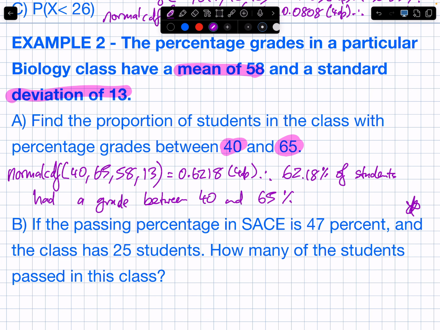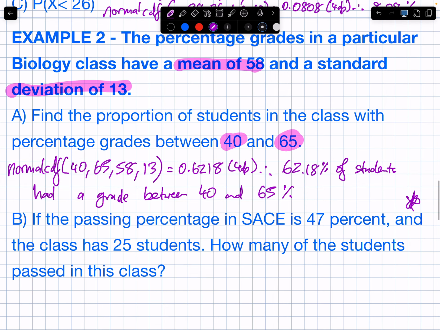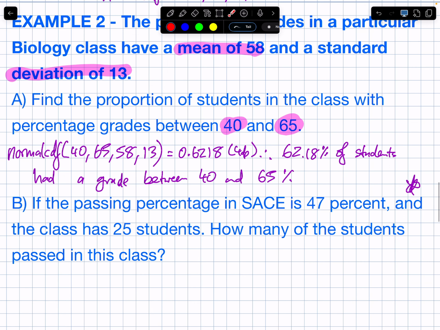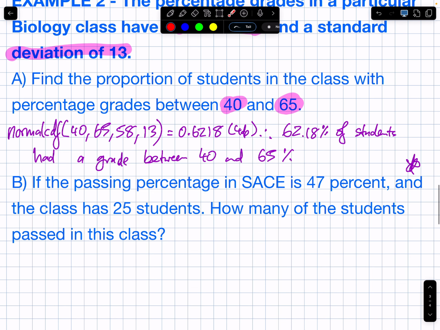All right. Can we look at example 2 again? They always ask a question like this. Different context though in the exam. So remember, we're looking at that bio class, the percentage grades, the mean of 58, standard deviation of 13. If the passing percentage in SACE is around 47% and the class has 25 students, how many of the students passed in this class? I've only told you normal CDF tells you how many percent would pass. This is asking for how many students.